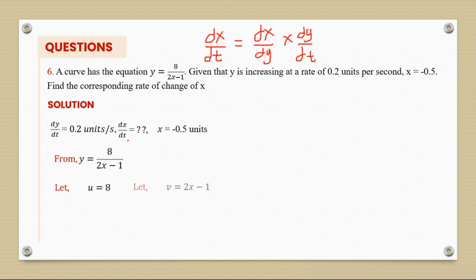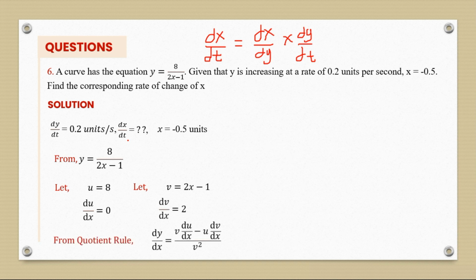We're going to let u be equal to 8, and we're going to let v be equal to 2x minus 1. Now du/dx shall actually be equal to 0, and then dv/dx shall be equal to 2. So substitute these into the quotient rule formula and we'll have it this way. As you can see, these values on this side will give me a 0, and I'll be left with negative 8 times 2, which shall be negative 16 over bracket 2x minus 1 squared.